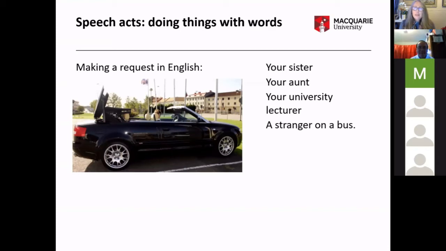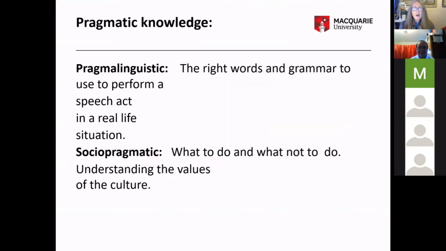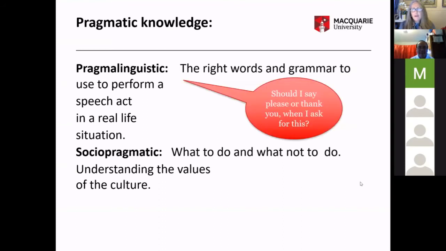So we're looking here at two kinds of knowledge about pragmatics. One is what we call pragmalinguistic knowledge, and that involves knowing the right words and grammar to use to perform a speech act in a real life situation. So, for example, should I say please or thank you when I ask for this? Or in the case of borrowing something, should I say may I, could I possibly, would it be all right if I, how should I do this?